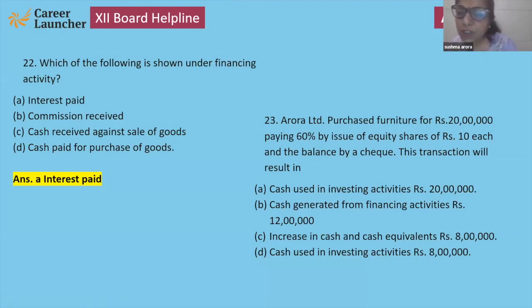Now, please come to this question. Aurora Limited purchased furniture of rupees 20 lakh, paying 60% by issue of equity shares, balance by a cheque. This transaction will result in 20 lakh asset coming, 60% by giving equity shares. It means this is consideration other than cash, and balance by cheque. Yes, Ishika Rajani. Very good, Ishika. Medha, your answer is also perfect. Very good. Yes, perfect.